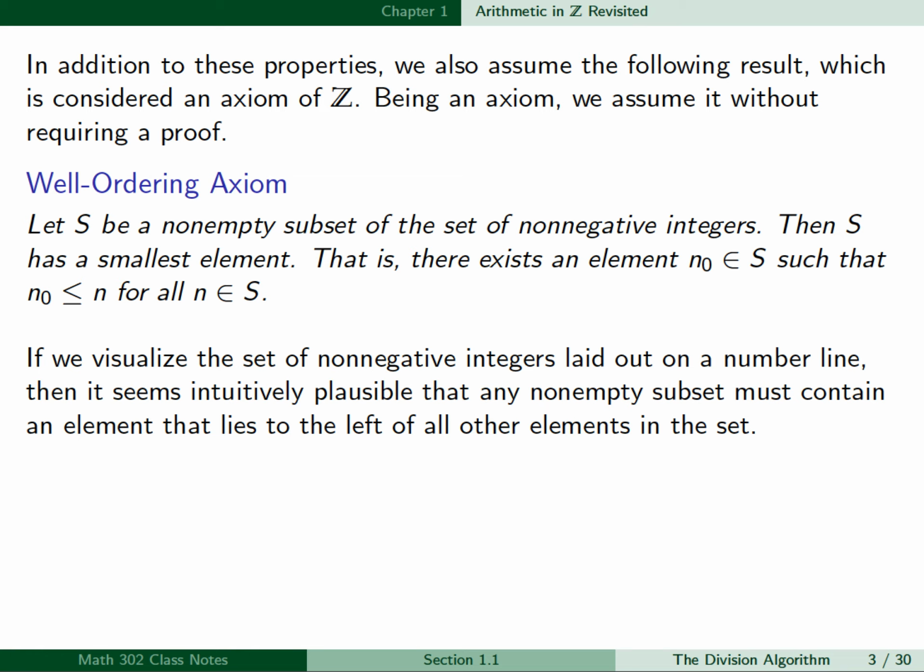Now, if we visualize the set of non-negative integers laid out on a number line, then it seems intuitively plausible that any non-empty subset must contain an element that lies to the left of all other elements in the set. So it seems reasonable to consider this to be an axiom of the set of integers, a statement that doesn't require a proof.